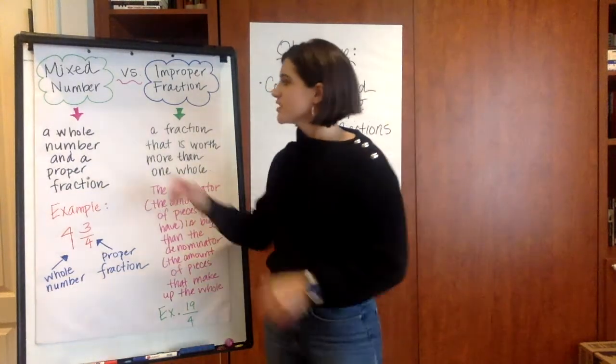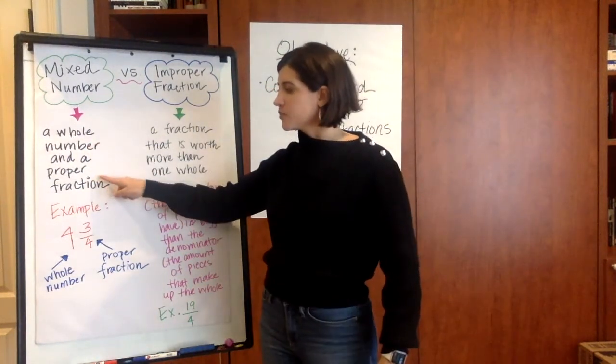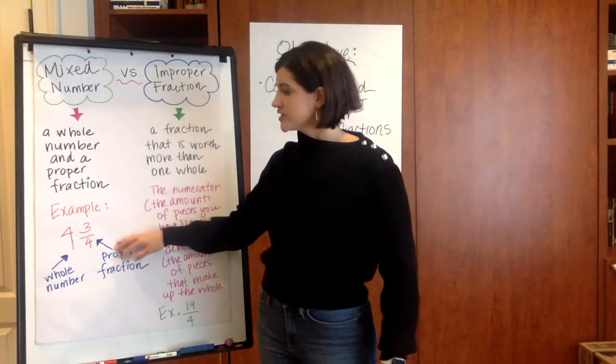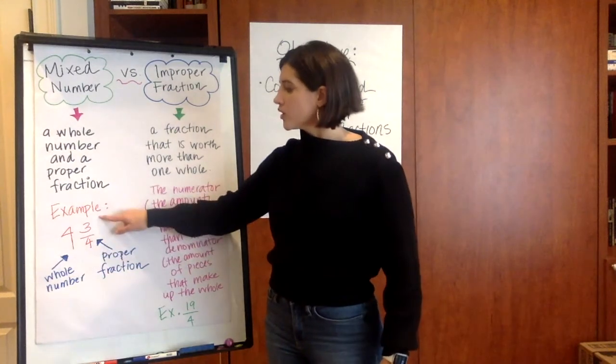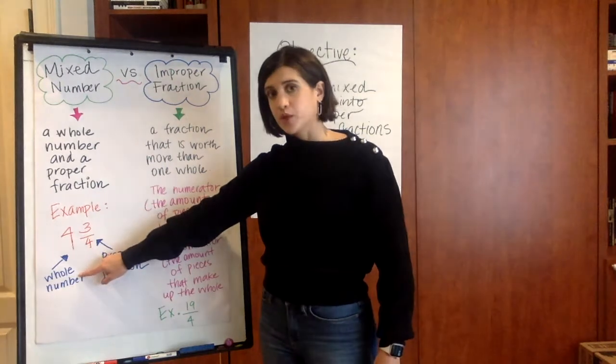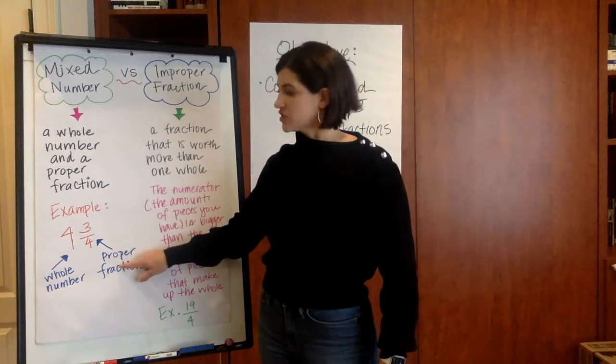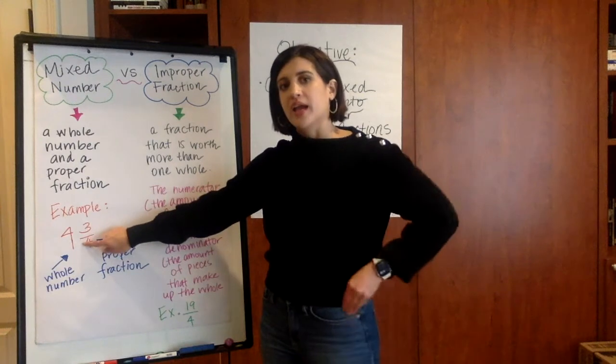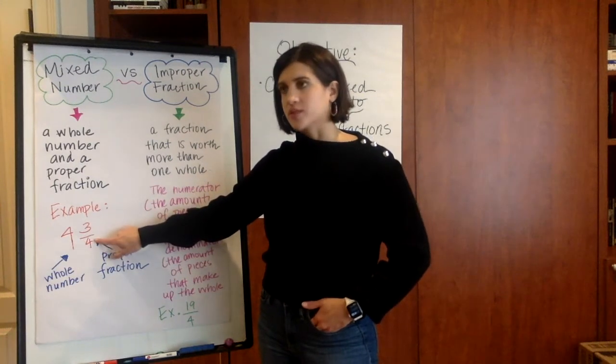A mixed number is made up of a whole number and a proper fraction. If you look at the example here, we have 4 3/4. It is a mixed number because it has both the whole number and a proper fraction, the whole number being 4 and the proper fraction being 3/4.